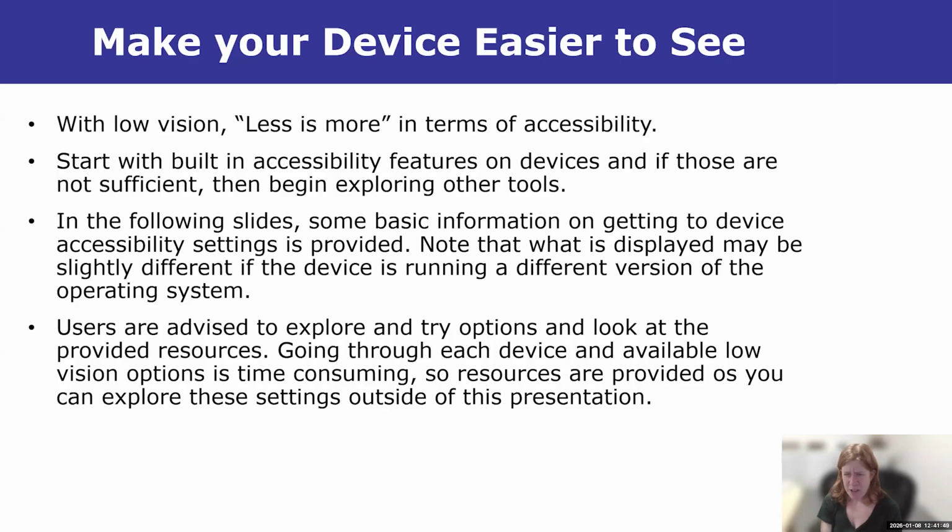Start with your built-in accessibility features on devices. If those aren't sufficient, then start working outward. That's been a really big theme of AT Forward from the start: start with what's most available to you and then work your way outward. Because if it's already available on your device, why aren't you using it? Well, probably because you don't know it's there. So the important thing is learning what's there and how to use it.